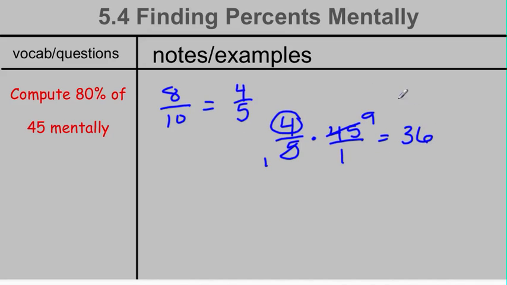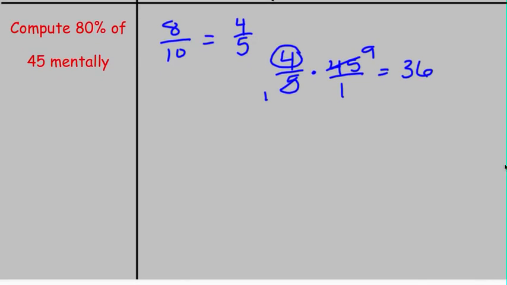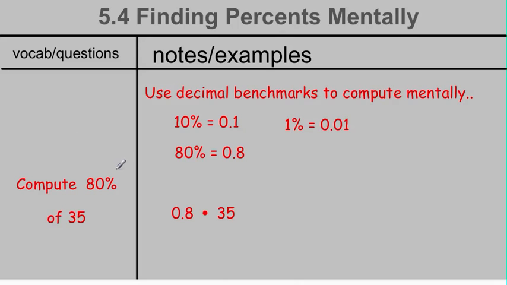Yes, again, I'm showing my work here, but we're hoping this is something you can start to do in your head. 80% is the same as 4/5. Ooh, 45, it takes 5 9 times. 4 of those is 36. Oh, I thought there was another one here. Guess not. Okay, let's try the same thing here.